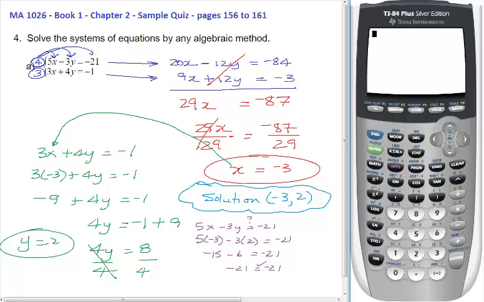I don't have a lot of room to check the other equation, so I'll move up right here. 3x plus 4y equals negative 1. Is this going to be equal? 3 times negative 3 plus 4 times y, which is 2. Does that equal negative 1? And I get negative 9 plus 8 equals negative 1. Look at that. Negative 1 equals negative 1. So both checks work. We're 100% certain that negative 3 comma 2 is our solution.